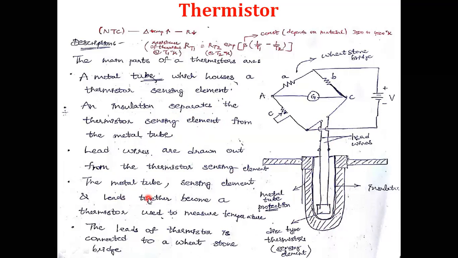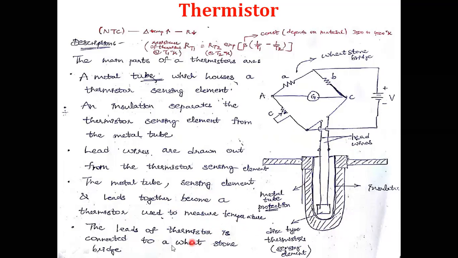The metal tube, the sensing element and leads together form a thermistor used to measure temperature. We are going to use this metal tube, sensing element and leads together as a thermistor. It forms a thermistor here, and we are going to use this thermistor for measurement of temperature.